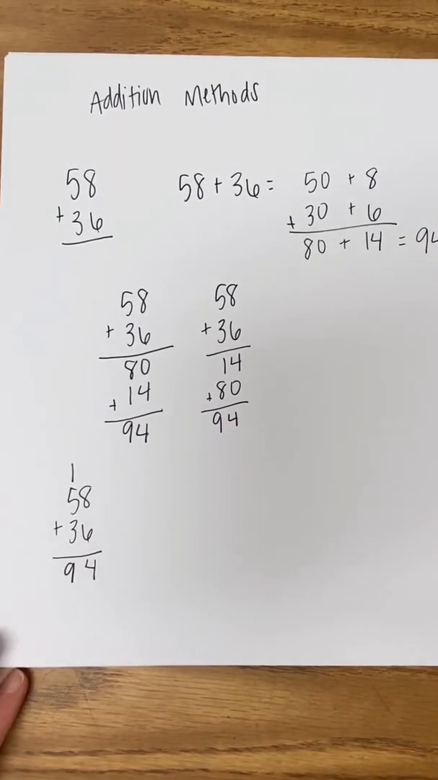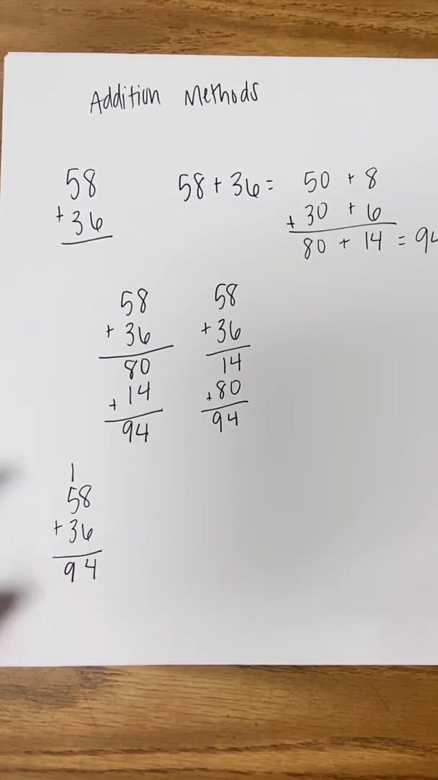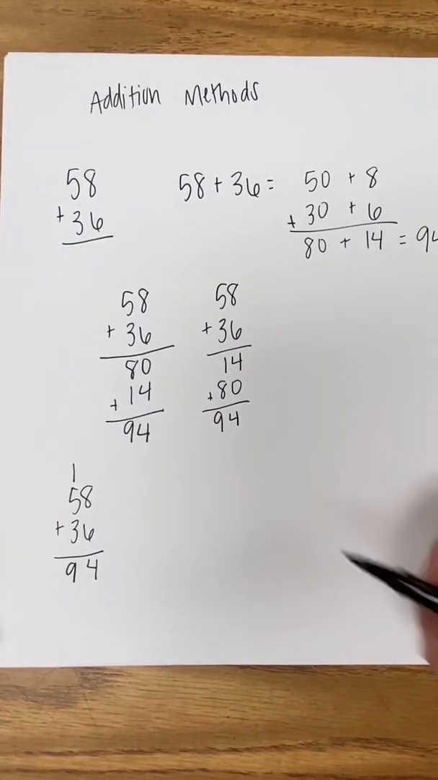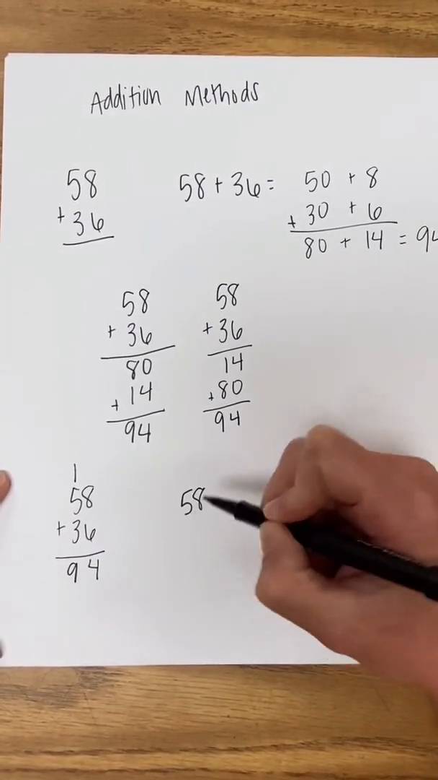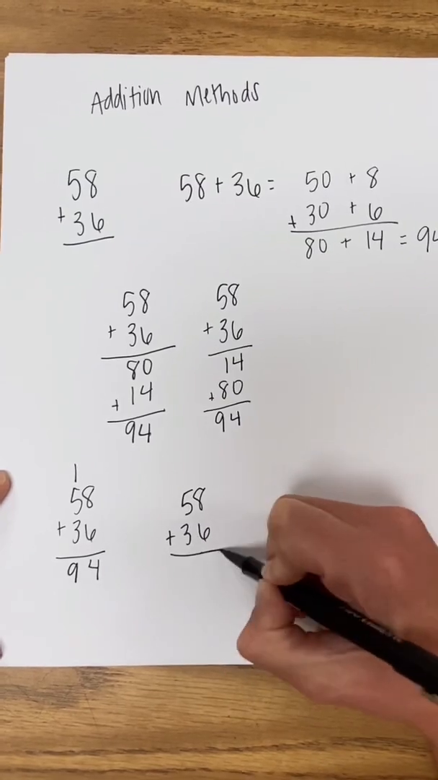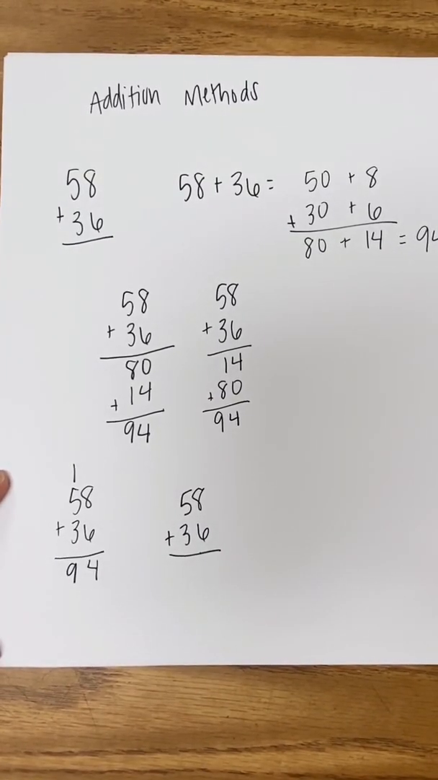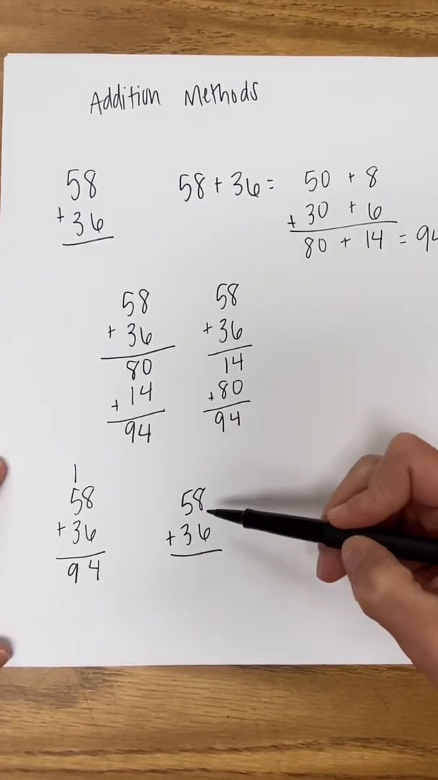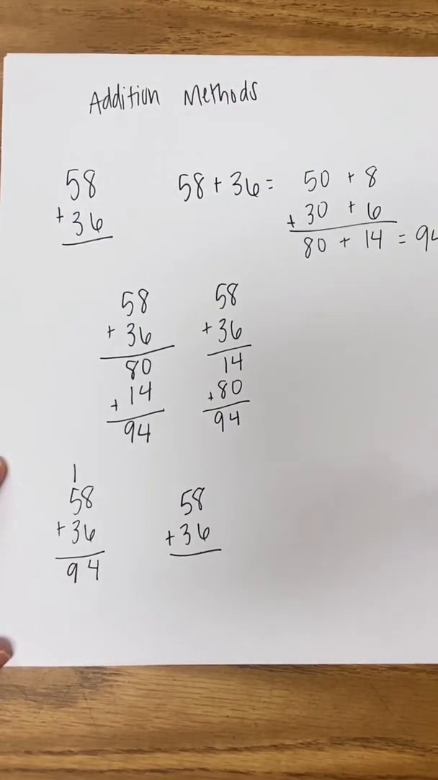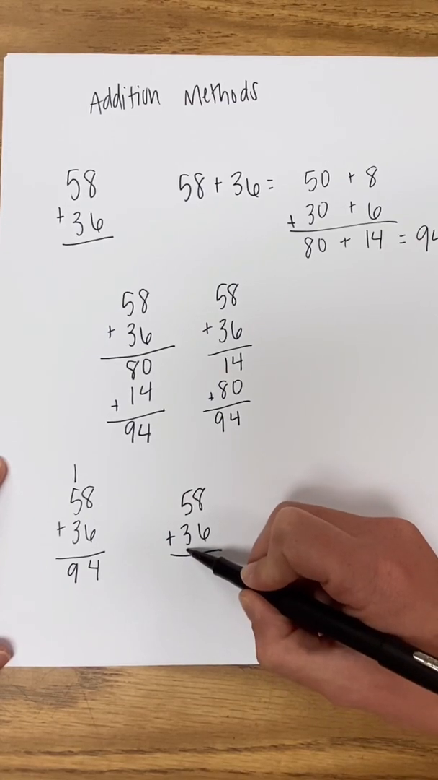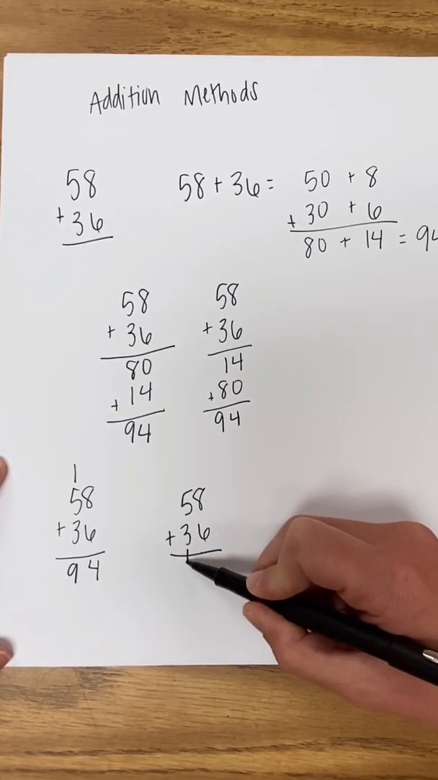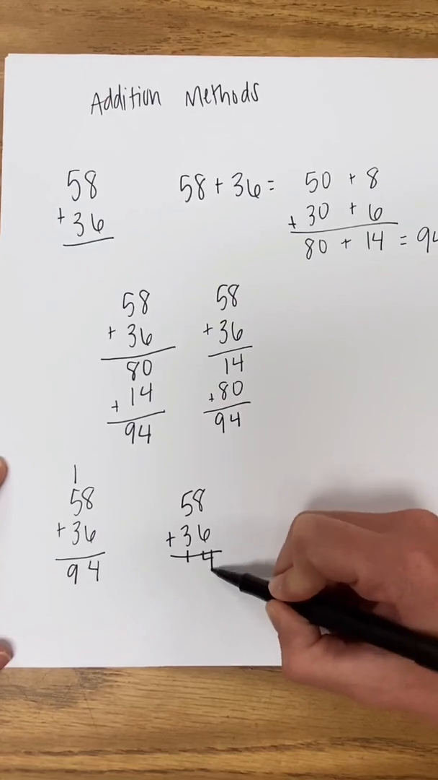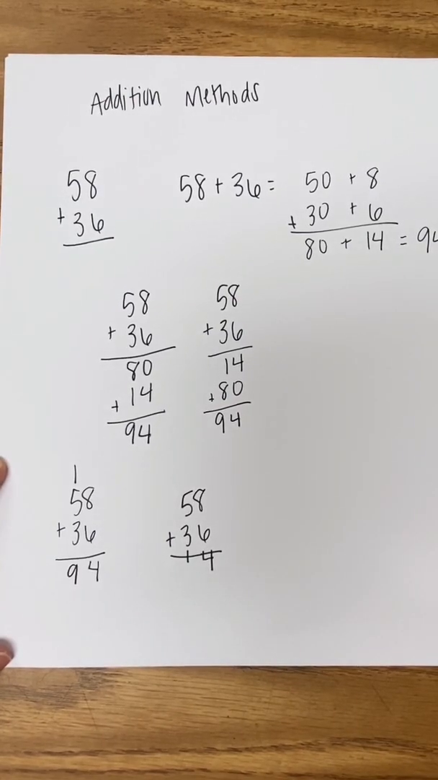Okay, now this is actually called new groups above, because the new group that they made is placed above the top add-in. Okay, there's also an algorithm that is called new groups below, and the way this method works is when you are regrouping, so 8 plus 6 is 14 ones, they're going to regroup their 10 ones as a 10, and then they get their 4 ones, okay?